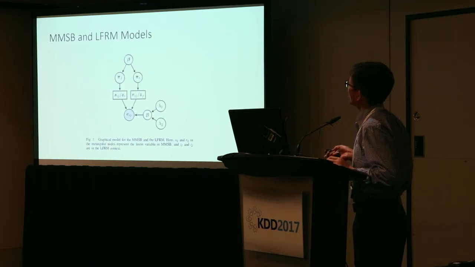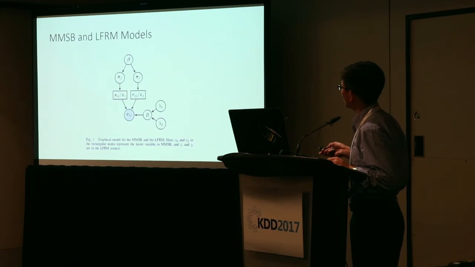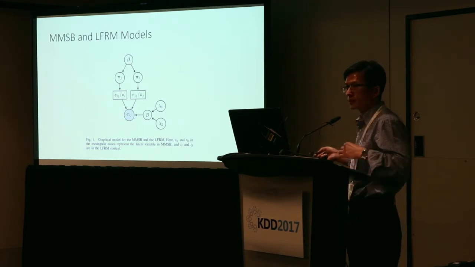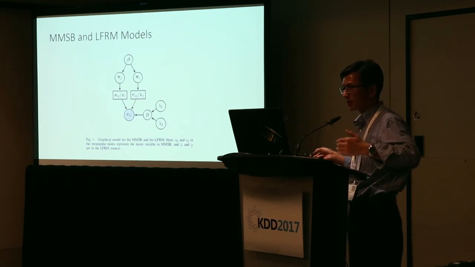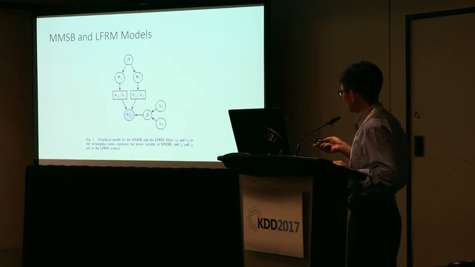So this is a basic MMSB model, and this is a latent feature relational model. The idea is just like what I described earlier, but the only difference between these two models is this part. For the MMSB, you have the sender and receiver to describe the relation between the two nodes. And for the LFRM, you actually have this data node indicating whether it belongs to a community K or not, right? So it's a different thing there, and the rest will be the same.